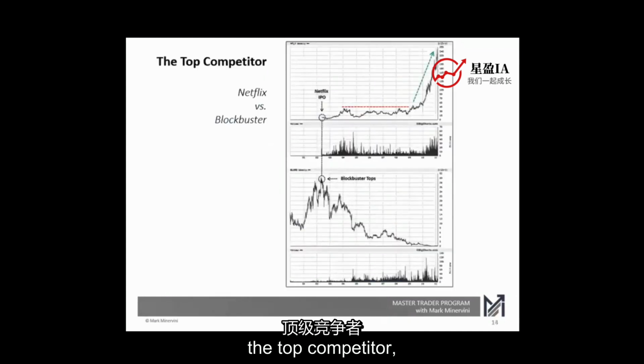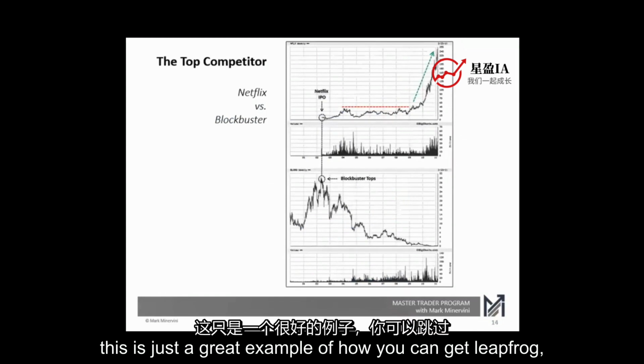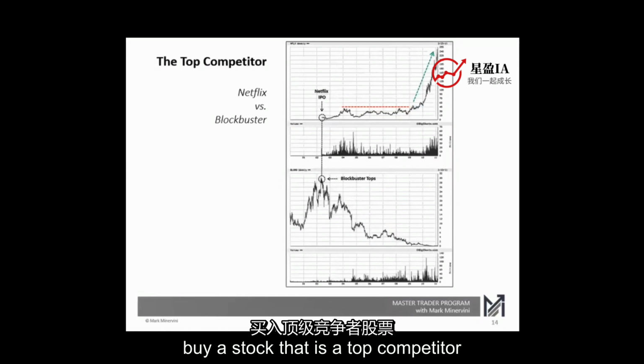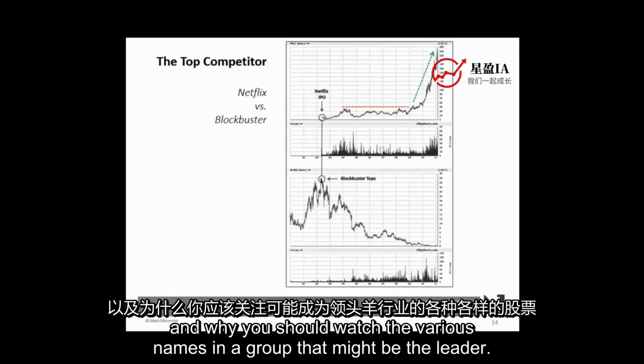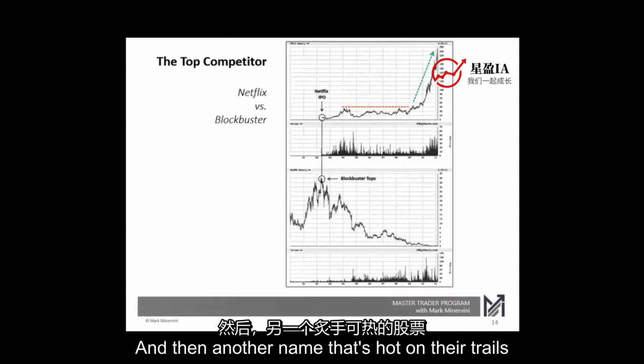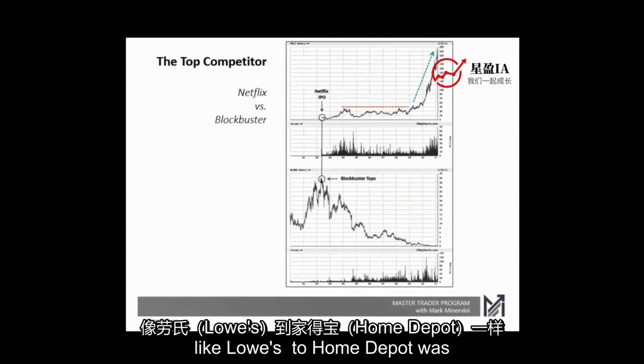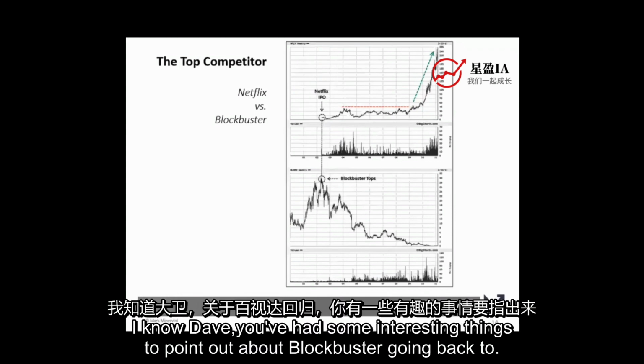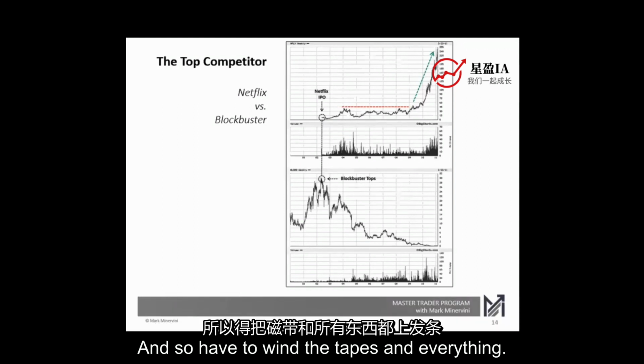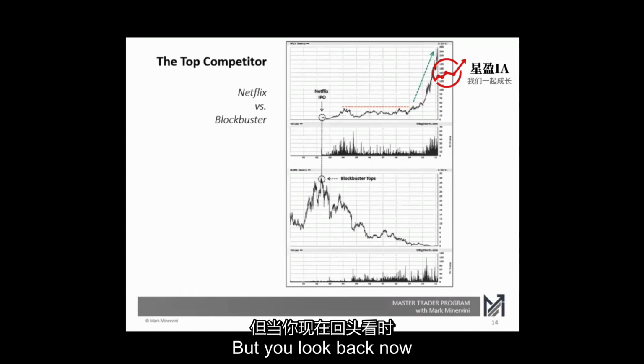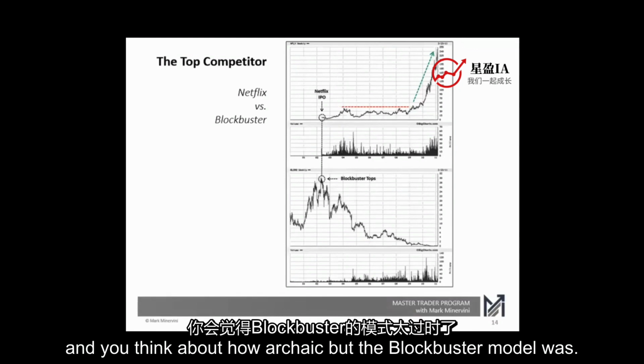Now, the top competitor, this is just a great example of how you can get leapfrogged by a stock that is a top competitor, and why you should watch the various names in a group that might be the leader, and then another name that's hot on their trails, like Lowe's to Home Depot is or was. Netflix and Blockbuster, and I know, Dave, you've had some interesting things to point out about Blockbuster, going back to we still have to wind the tapes and everything, but you look back now and you think about how archaic the Blockbuster model was.